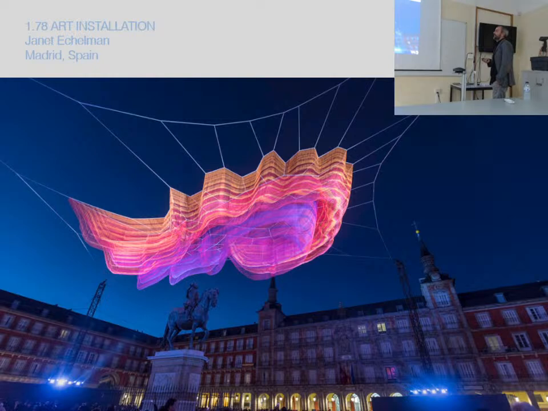Okay. Very different thing again. This is a collaboration for an art installation from the artist Janet Echelman from the USA. And this is a piece that was installed in Plaza Mayor in Madrid a few years ago. So the idea was to provide support for this net, this tensile structure that was meant to be placed on top of Plaza Mayor for a couple of months.